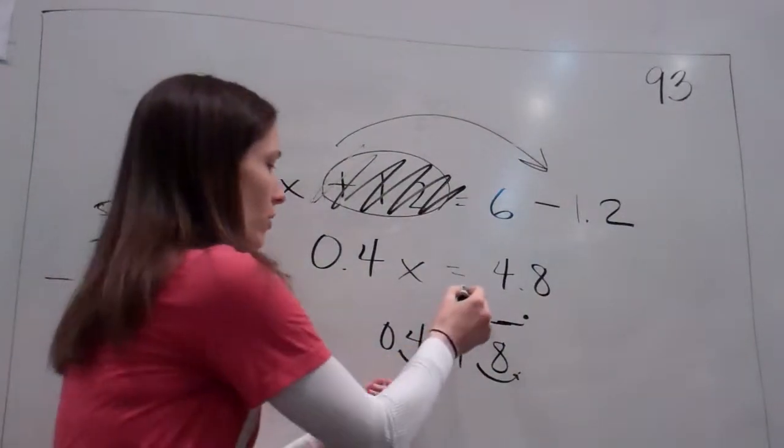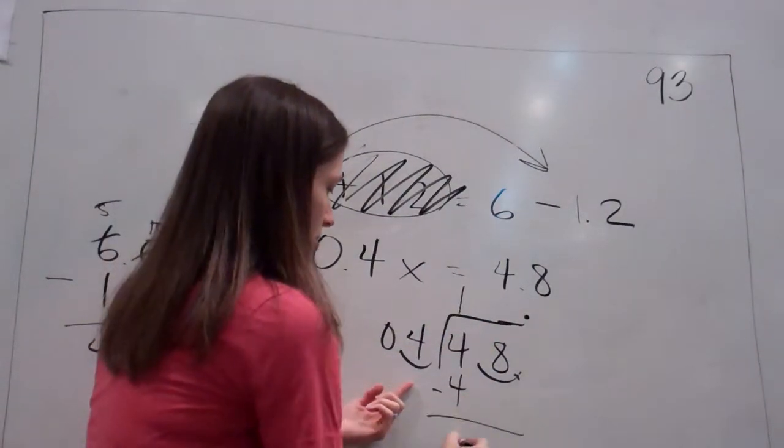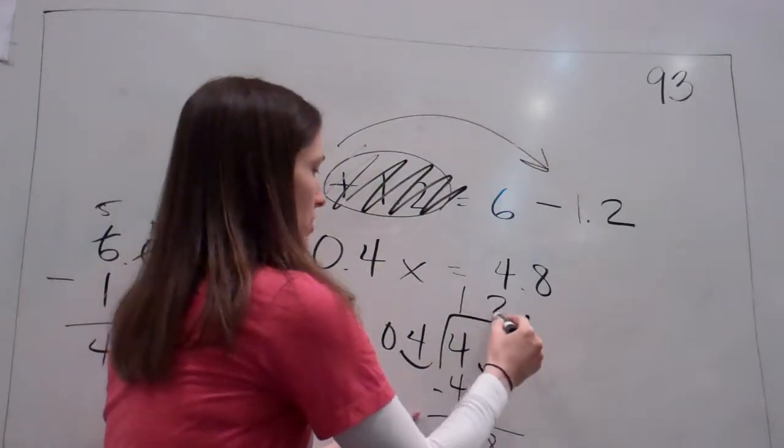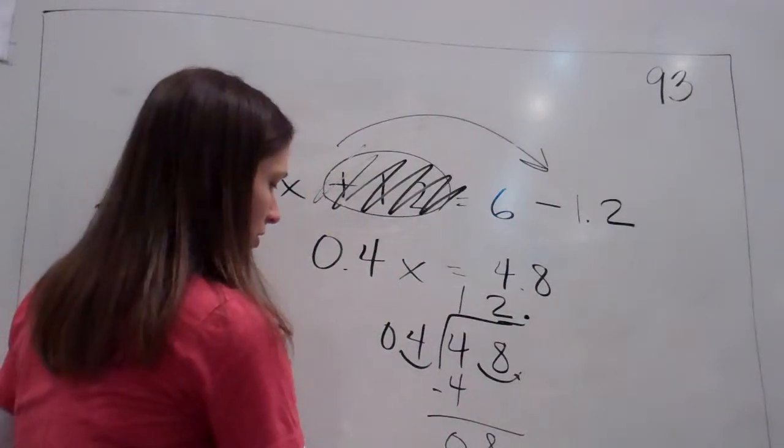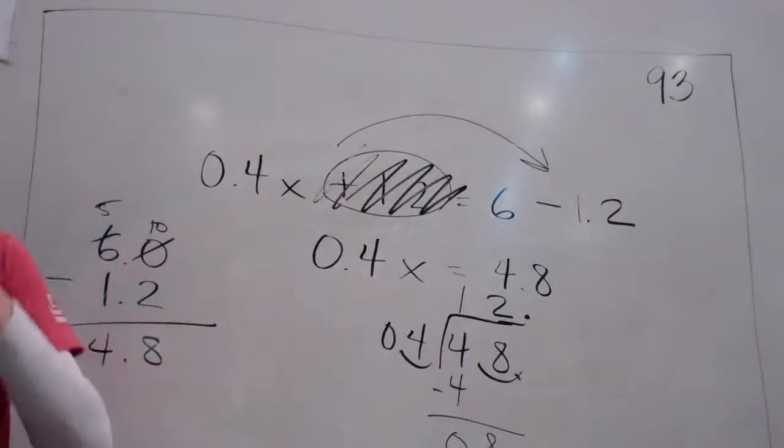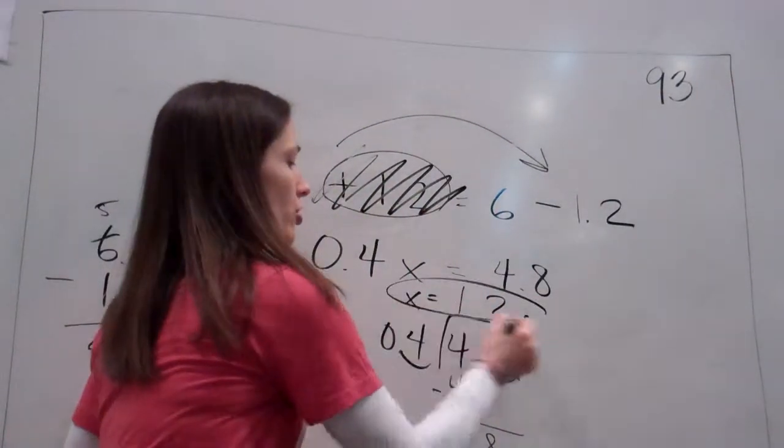4 goes into 4 one time. Subtract, bring down the 8. 4 goes into 8 2 times. What is my final answer? Very good. 12x equals 12.